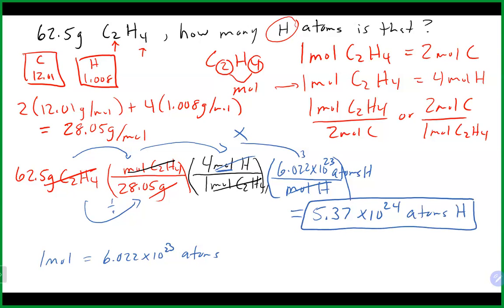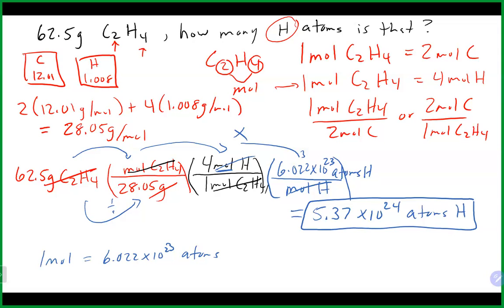So sometimes, like I said, you may not be interested in the whole compound. You may be interested in one of the elements in the compound, and you can use the actual formula as a kind of mole to mole conversion factor to allow you to go from the whole thing to each individual element. Any questions on that calculation? Or moles, Avogadro's number, molar mass? Any questions on that?